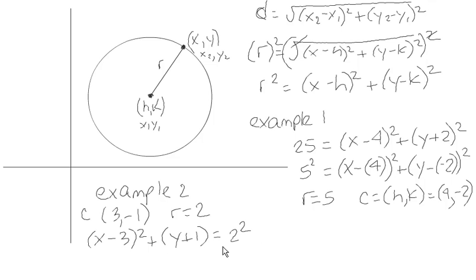And that's going to give me my equation, which, if I simplify one more step, is (x minus 3) squared plus (y plus 1) squared equals 4. And there's my equation of a circle. So that shows us how to go forwards and backwards.